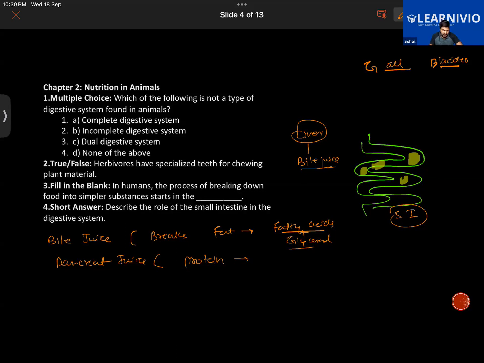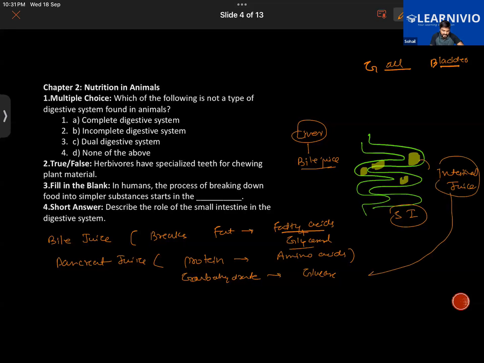Talking about protein, protein will be converted into simpler molecules called amino acids. So these components of food are broken down in the small intestine, and the food is said to be completely digested. Furthermore, we have carbohydrate also. Carbohydrate present in the food will be converted into glucose. The walls of the small intestine also secrete juice, called intestinal juices, and intestinal juices do the work of converting carbohydrate into glucose.